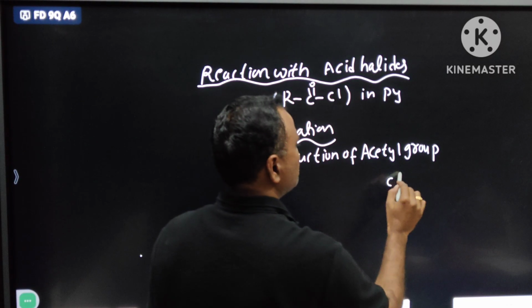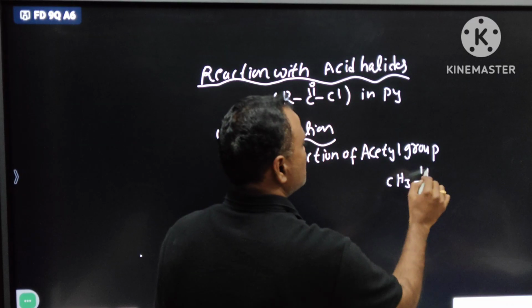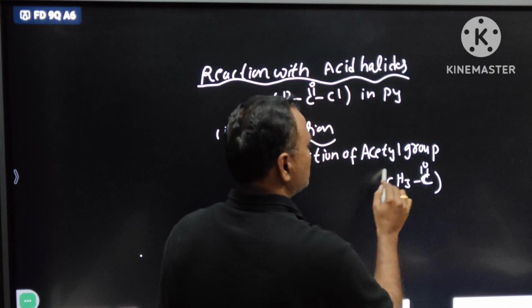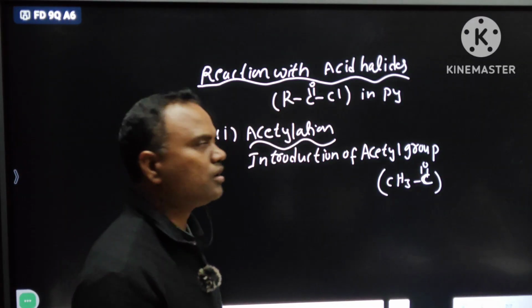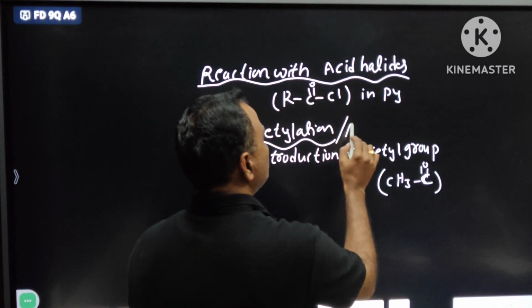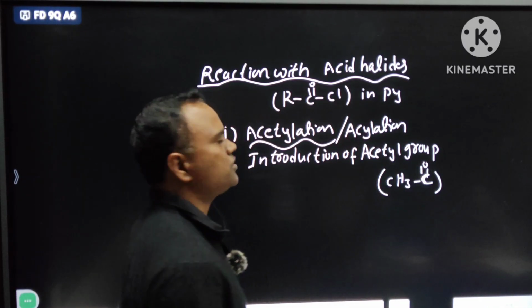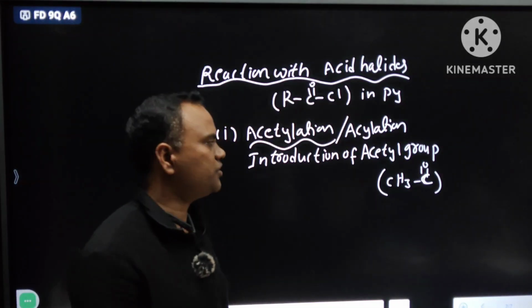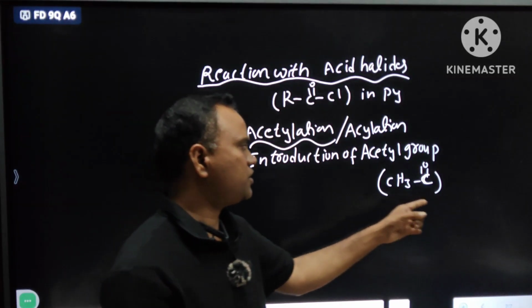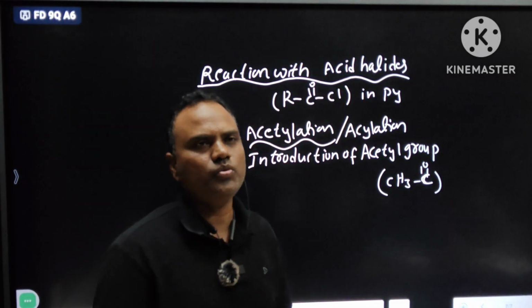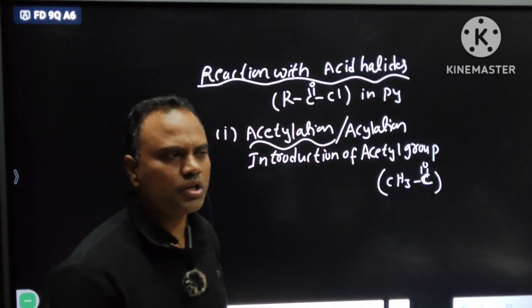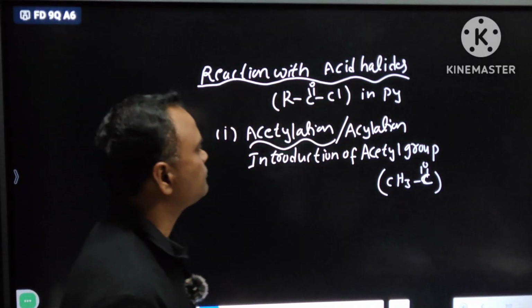What is acetyl group? CH3 C double bond O. This is the acetyl group. Acetyl is also called acyl. Acetylation or acylation, both are the same. Acetyl or acyl group, CH3 C double bond O.